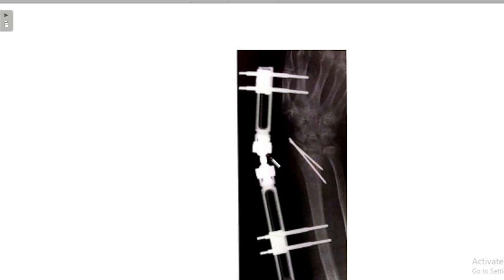Next radiograph you can see, I think this would be external fixation for unstable Colles' fracture after reduction and wire fixation, right? So this is another way to treat the fracture. This is an operative method.